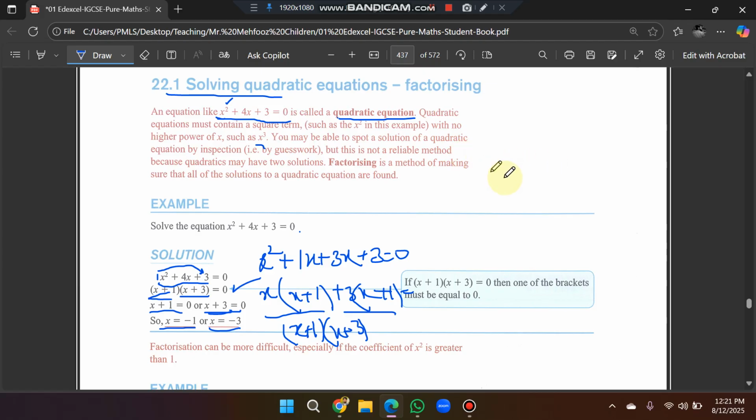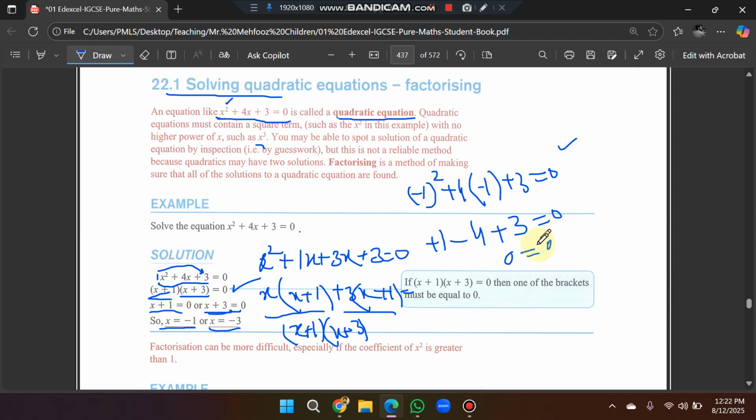First of all, we put x equal to minus 1 in this equation. When we put x equal to minus 1, we have minus 1 square plus 4 into minus 1 plus 3 is equal to 0. So what is minus 1 square? That is plus 1, minus 4 multiplied by minus 1, that is minus 4, and plus 3 as it is, equals 0. Here you can see that plus 1 plus 3 is plus 4, minus 4 is 0, equal to 0. So left hand side and right hand side are equal. It means that minus 1 is the solution.